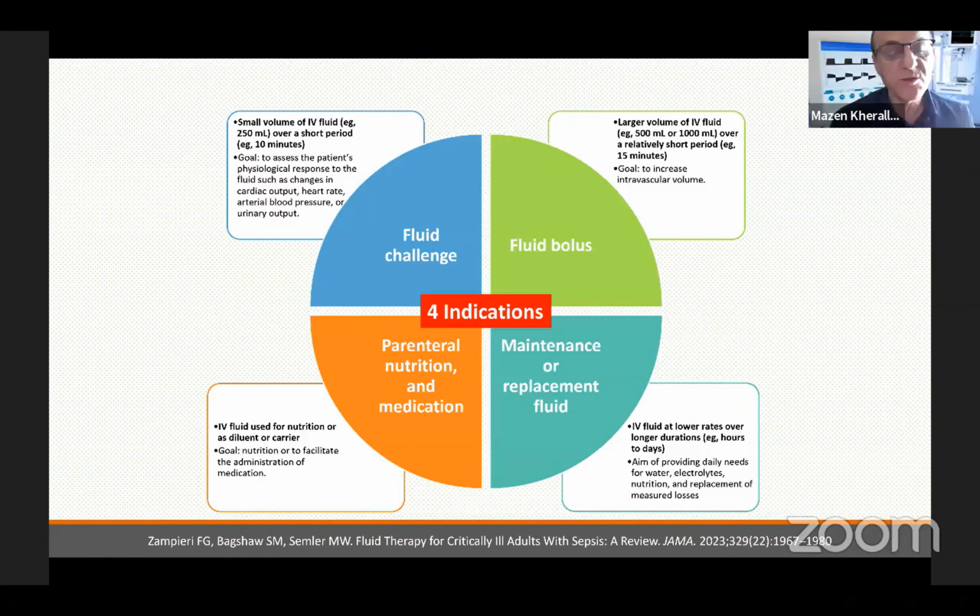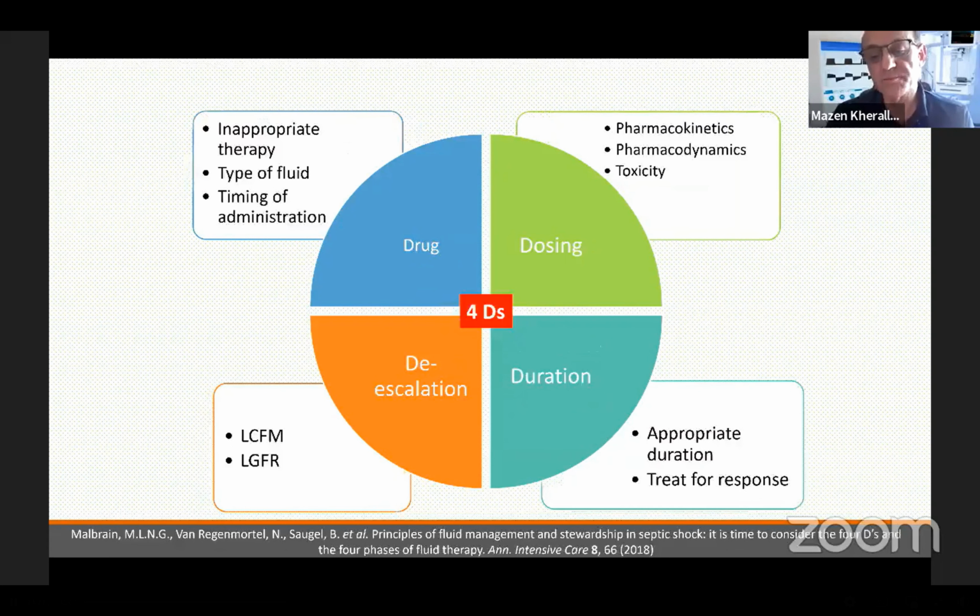And finally, we use fluids for nutritional support when it is part of the TPN that we use for our patients, or it is actually to facilitate the administration of our medications, the IV medications, of course. And when we look at fluids as drugs, the drug would have inappropriate therapy versus appropriate therapy.